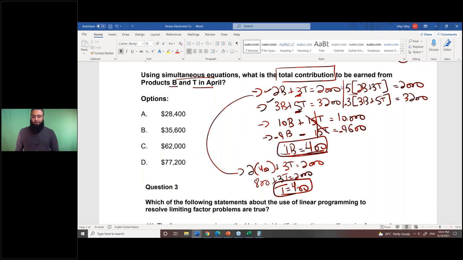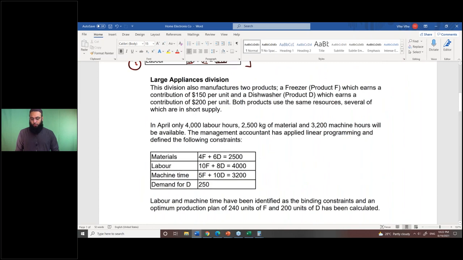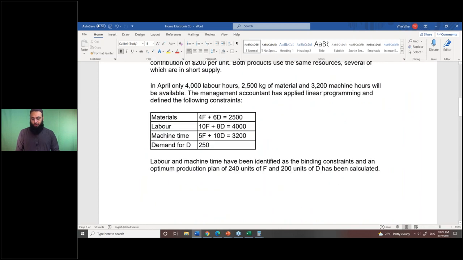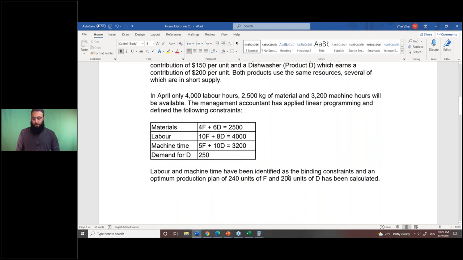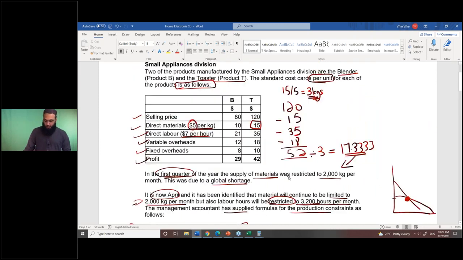So you have worked out the optimum production plan. Now you need the contribution. So what you're going to do? You will go to the contribution information here, which you have already been given, and considering this, you will do the calculations. So you know the contribution. In this case, you have the information here. So just deduct these and get the contribution for B.